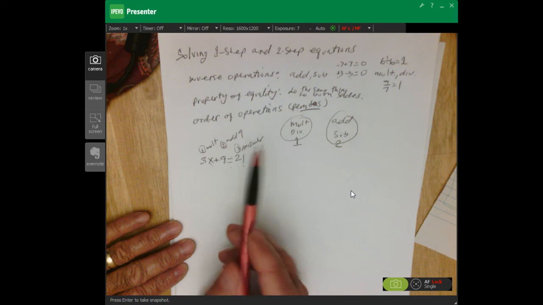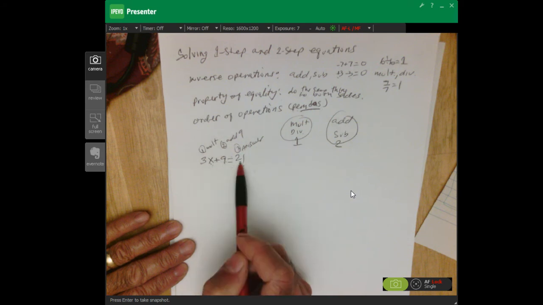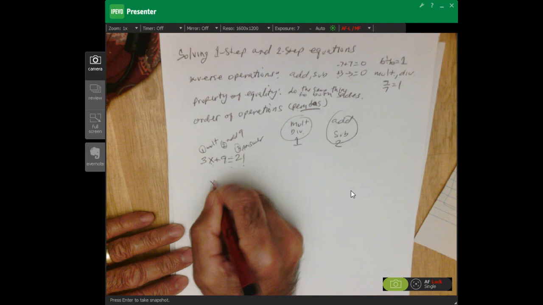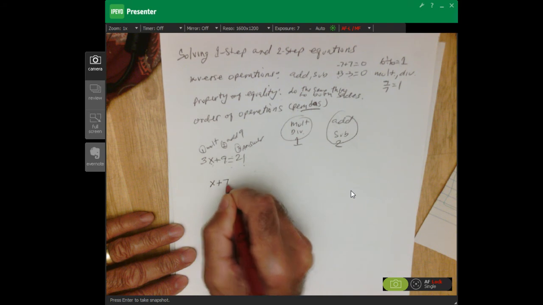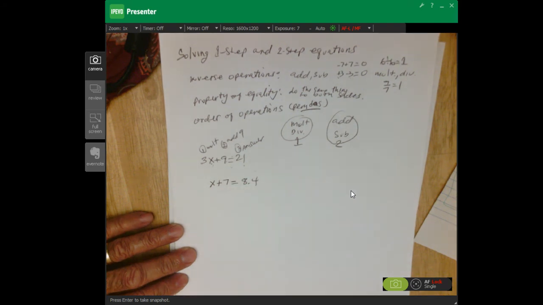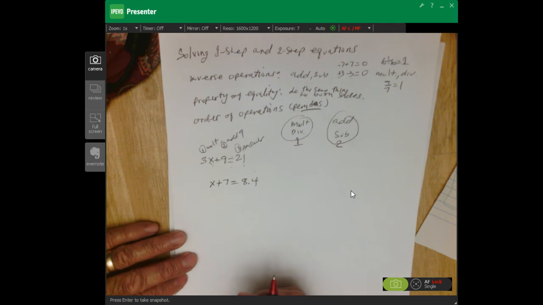We'll solve a 2-step equation like this in a moment, but first we're going to solve 1 step. On a 1-step equation, we don't need to worry about the order of operations because there's only one operation. So if we have something like this, x plus 7 equals 8.4.